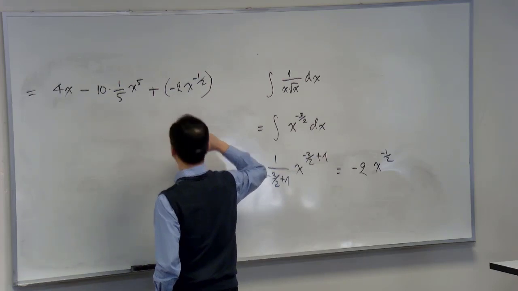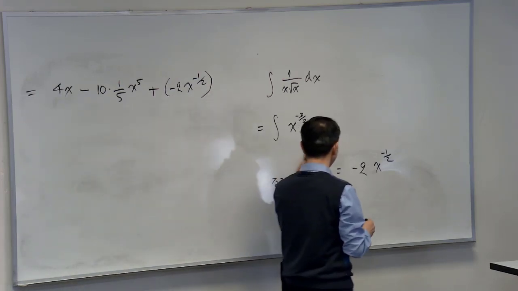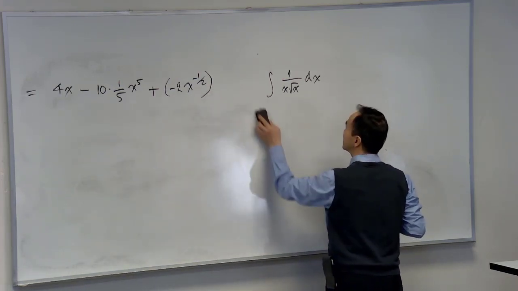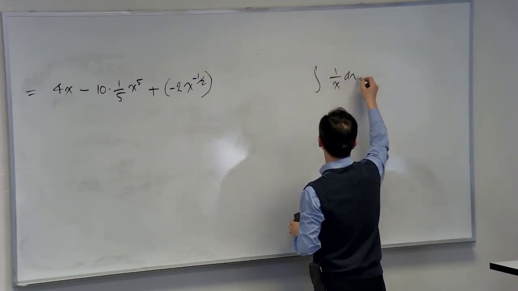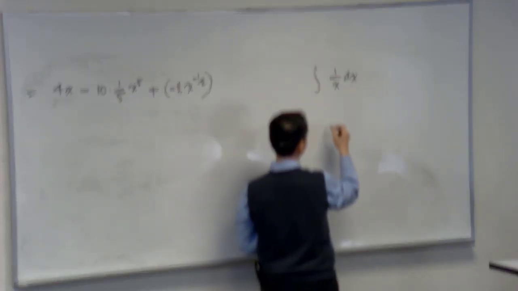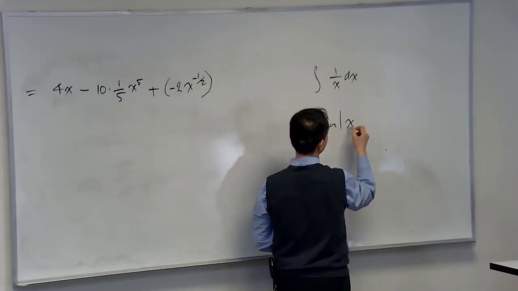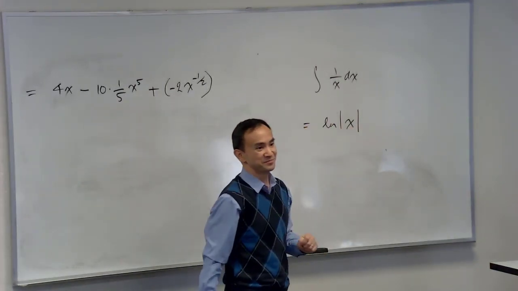And then the last term here on the other board was 1 over x. So we knew that rule by heart at this point. It's just going to go straight into the natural log of the absolute value of x. Right?